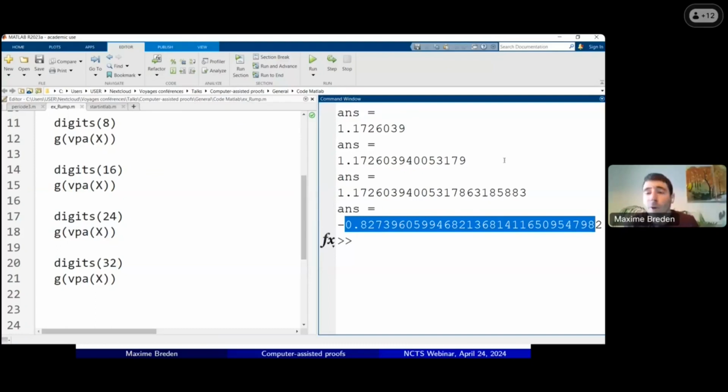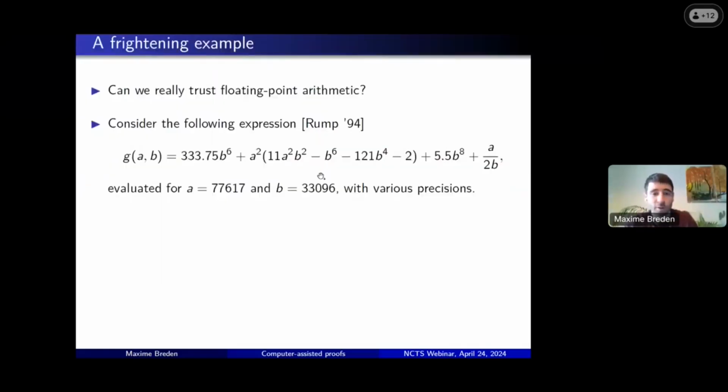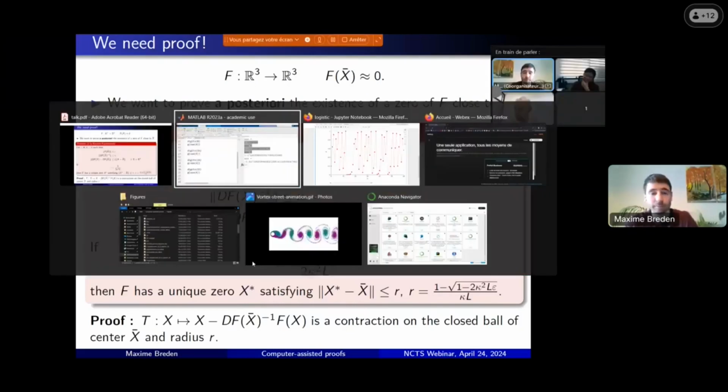And there was no way of guessing it. Even by being careful and just increasing the precision a bit, I couldn't see the problem until I had high enough precision. So how can I be certain that this is not happening when I check the assumption of my theorem? I need to be sure these kinds of things are not there.